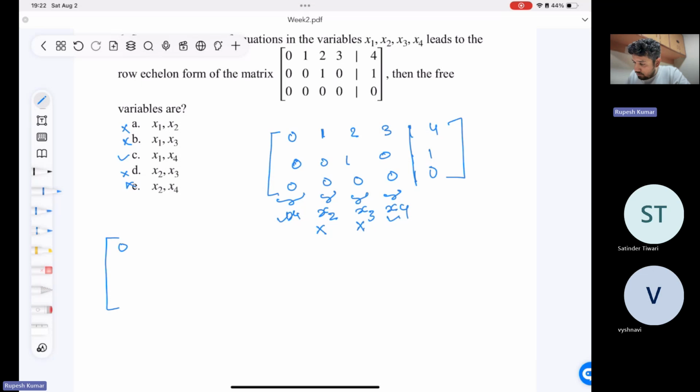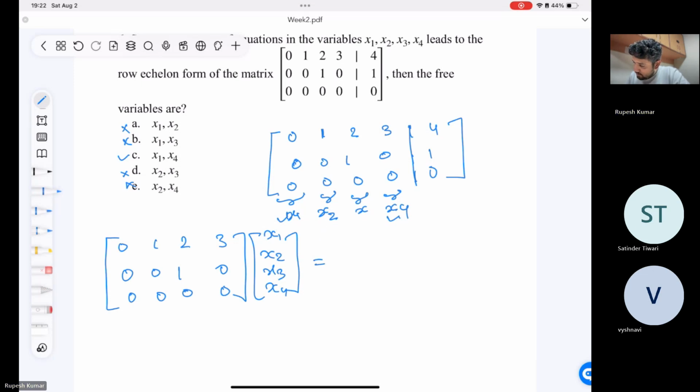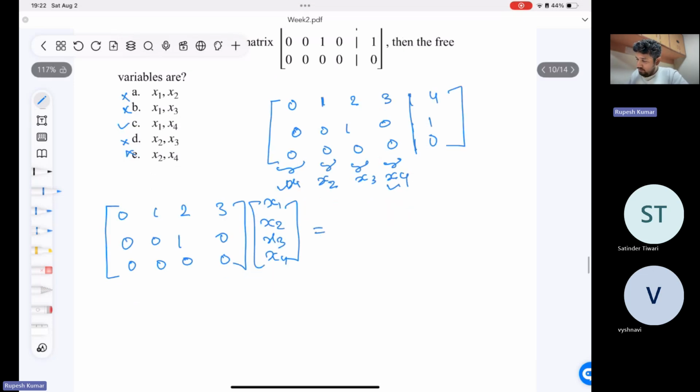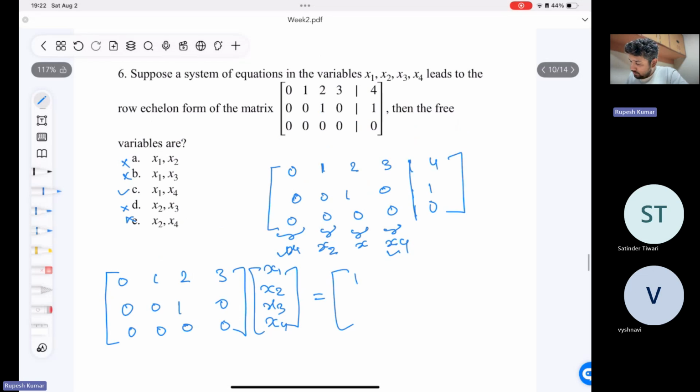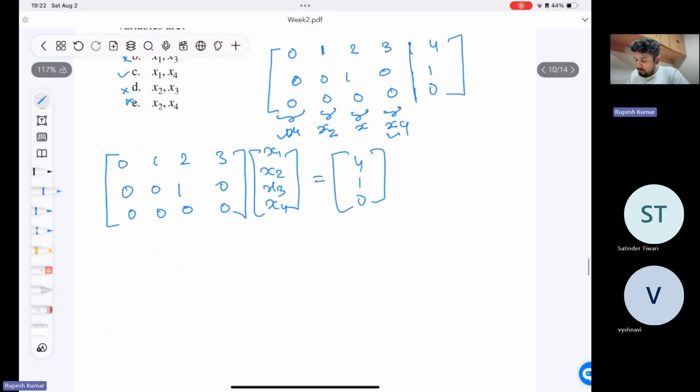So let's do this: the matrix with rows 0 1 2 3, 0 0 1 0, and 0 0 0 0, times x1, x2, x3, x4. This equals what we are expecting, 4, 1, 0 on the right hand side, right? If you do the matrix vector product, it says 0 into x1 plus 1 into x2 plus 2 into x3 plus 3 into x4 is equal to 4.